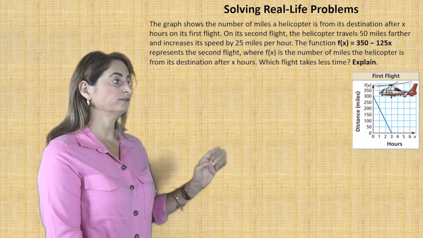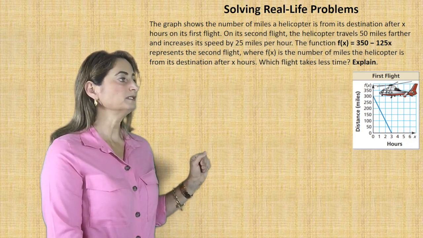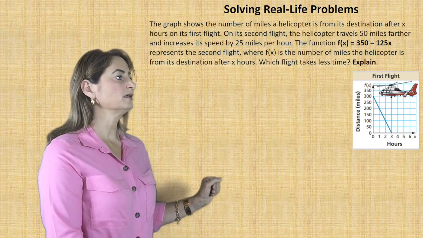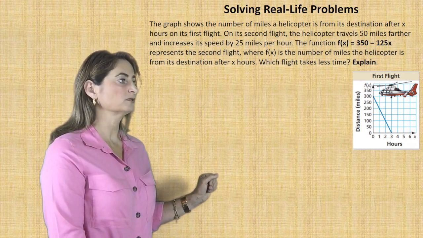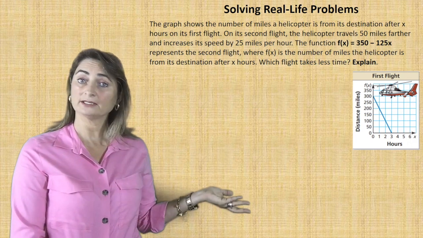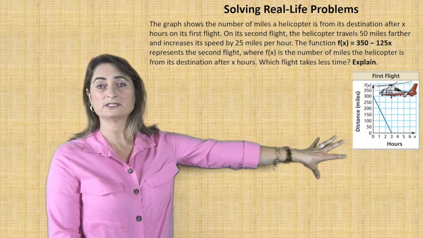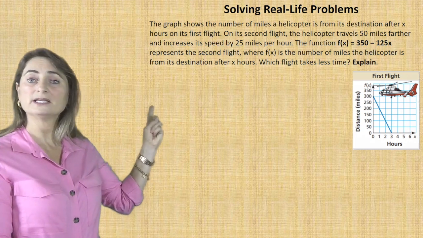The function f of x equals 350 minus 125x represents the second flight, where f of x is the number of miles the helicopter is from its destination after x hours. Which flight takes less time? Explain. How can we solve or answer that question? The first flight is on the graph. The second flight is an equation.